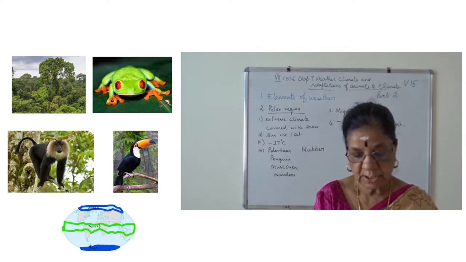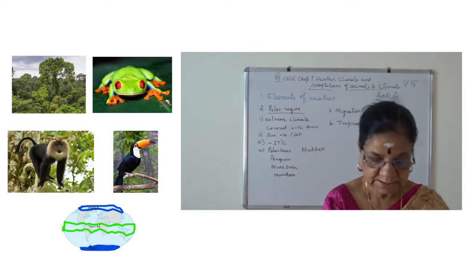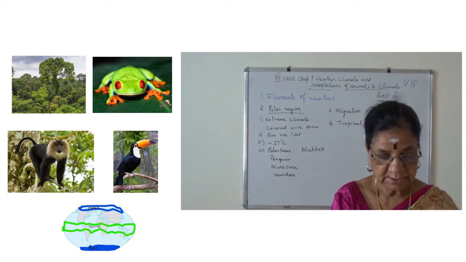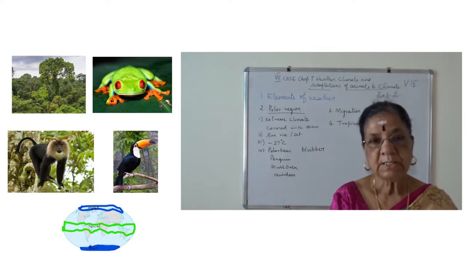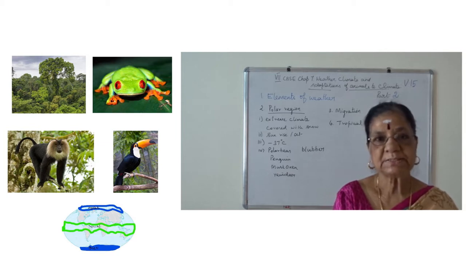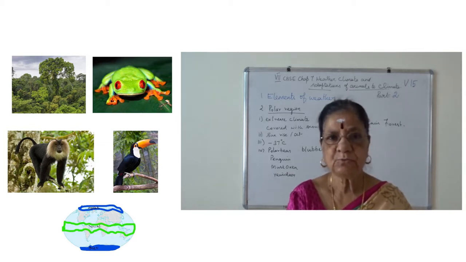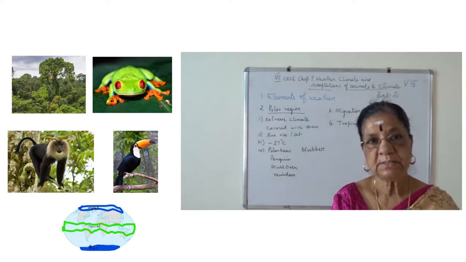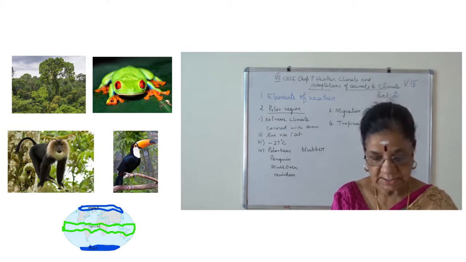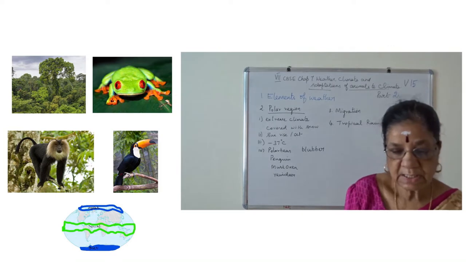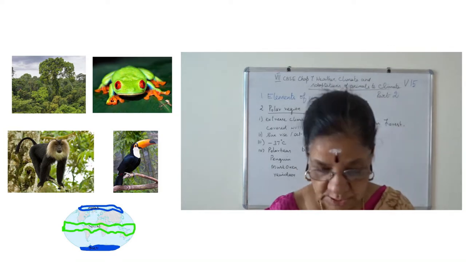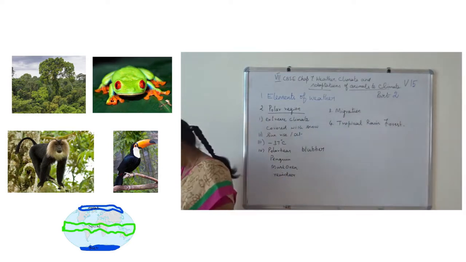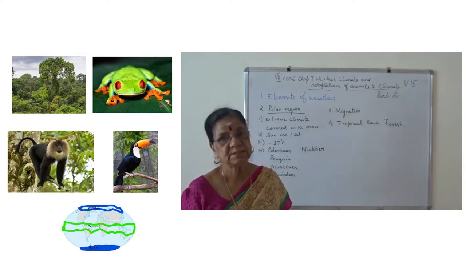And the major types of animals living in the rainforest regions are monkeys, apes, gorillas, lions, tigers, elephants, leopards, lizards, snakes, birds and insects. Many animals are found in this forest. I hope you are able to understand this.